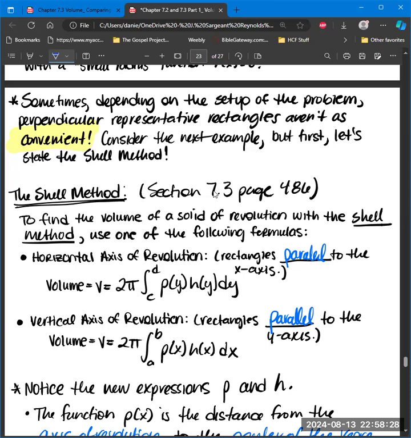So we're going to be using the idea of the surface area of a cylinder. Before, we used the area of a circle and we stacked a whole bunch of circles next to each other. Now we're going to think of a whole bunch of cylinders, layering layers of cylinders on top of each other.